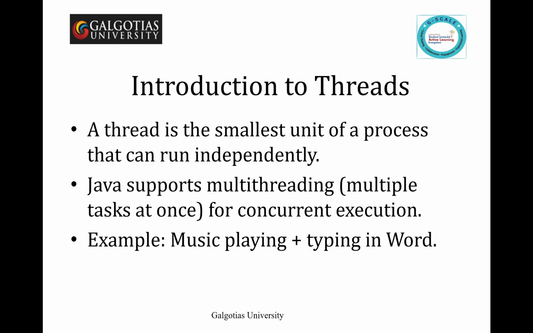Let us start with the basics. A thread is the smallest unit of execution inside a process. A process can have multiple threads running inside it. Java supports multithreading, which means performing multiple tasks at the same time. For example, think about your computer. You can listen to music while typing in Word. Music playback is one thread, typing is another thread. This improves performance, responsiveness, and efficient use of CPU resources.